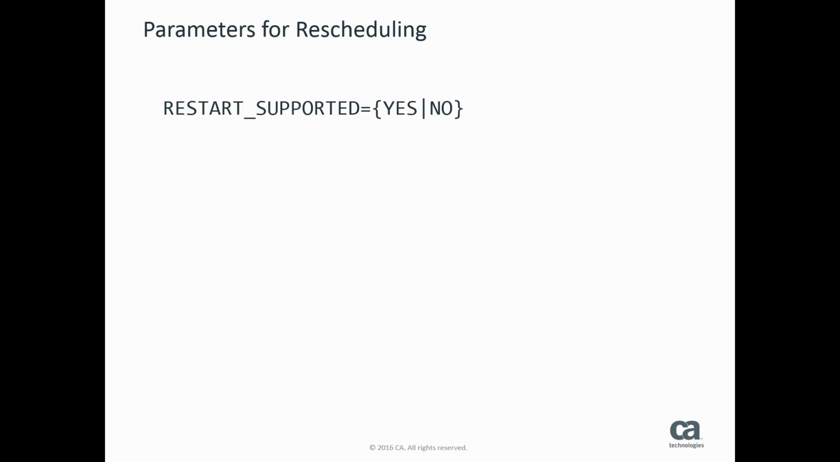First, there is parameter restart supported. If set to yes in the global or config file, the transfer will be put under control of the XCOM server if the first trial of the transfer fails. If set to no, the unsuccessful transfer is not retried.